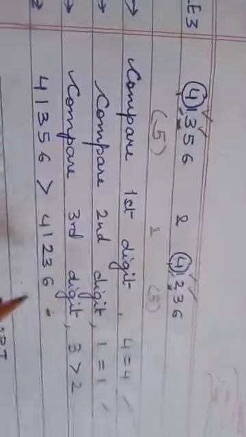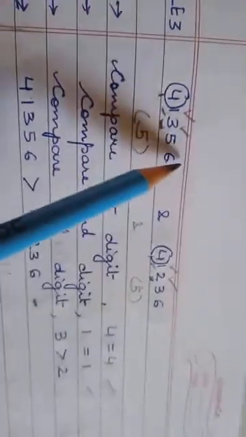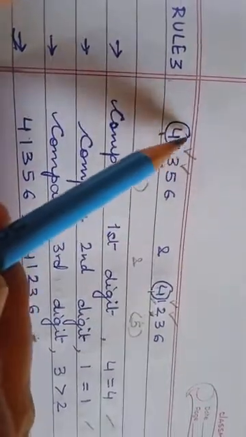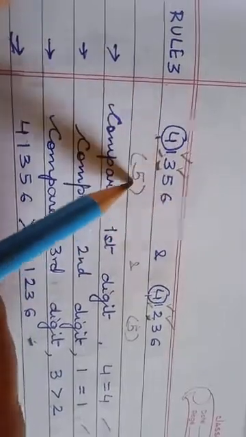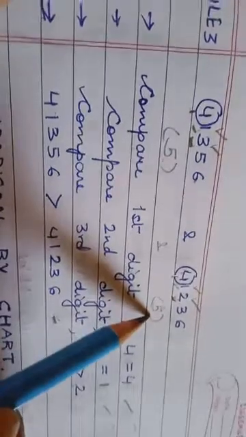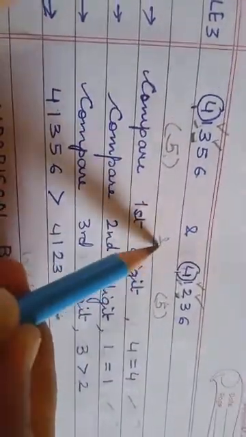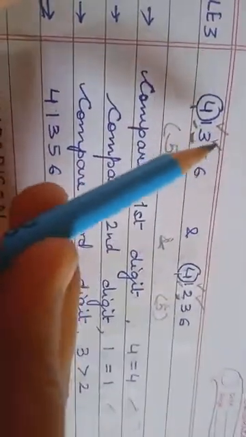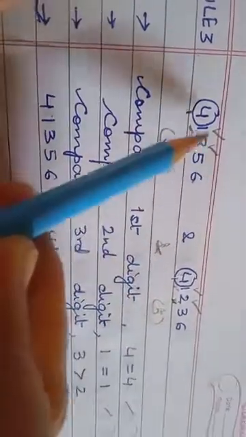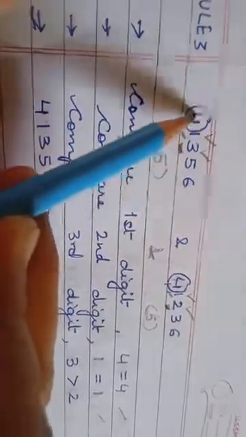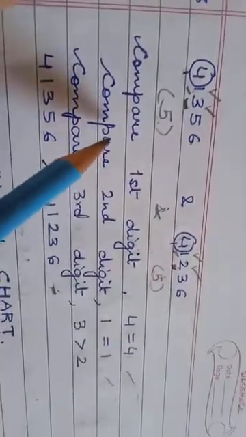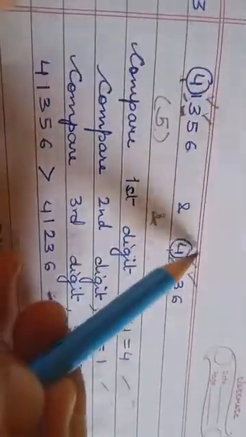Now rule number 3. For applying rule number 3, we have to apply rule number 1 and 2 first. Okay. So first compare the number of digits. 1, 2, 3, 4, 5. Here 5, here also 5, right? Since these two have come similar, what we have to do is compare the first digit. 4, 4. Again it is similar. Then what is the rule? Compare the second digit.